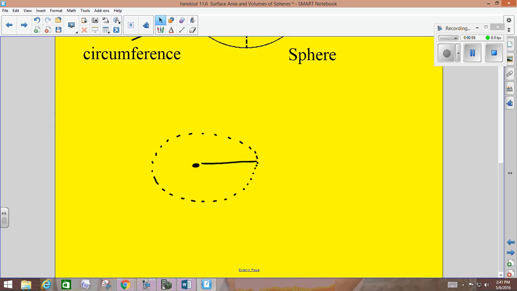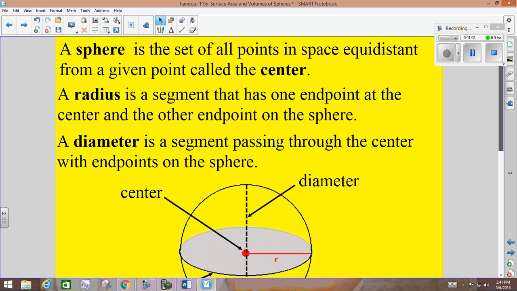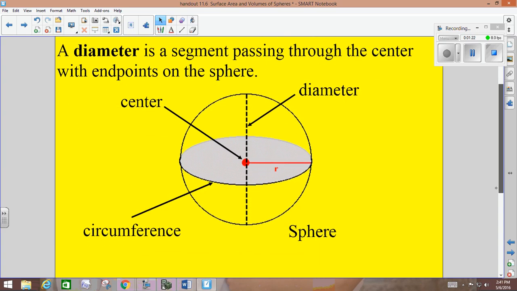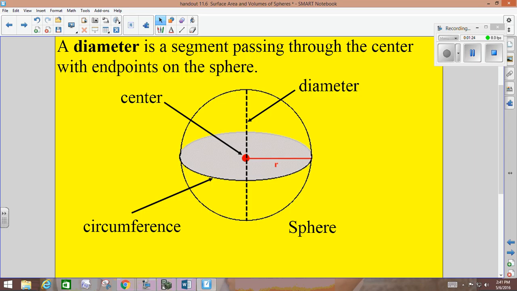Okay, so your sphere is the set of all points that are the same distance from a given point called the center. That distance they are away from the center is the radius, just like in a circle. And the diameter is the segment that passes through the center. Just like in a circle, you have to go through the center to be the diameter. You have a little picture there that you can label. Your center is the little dot, and the diameter is the vertical dashed line.